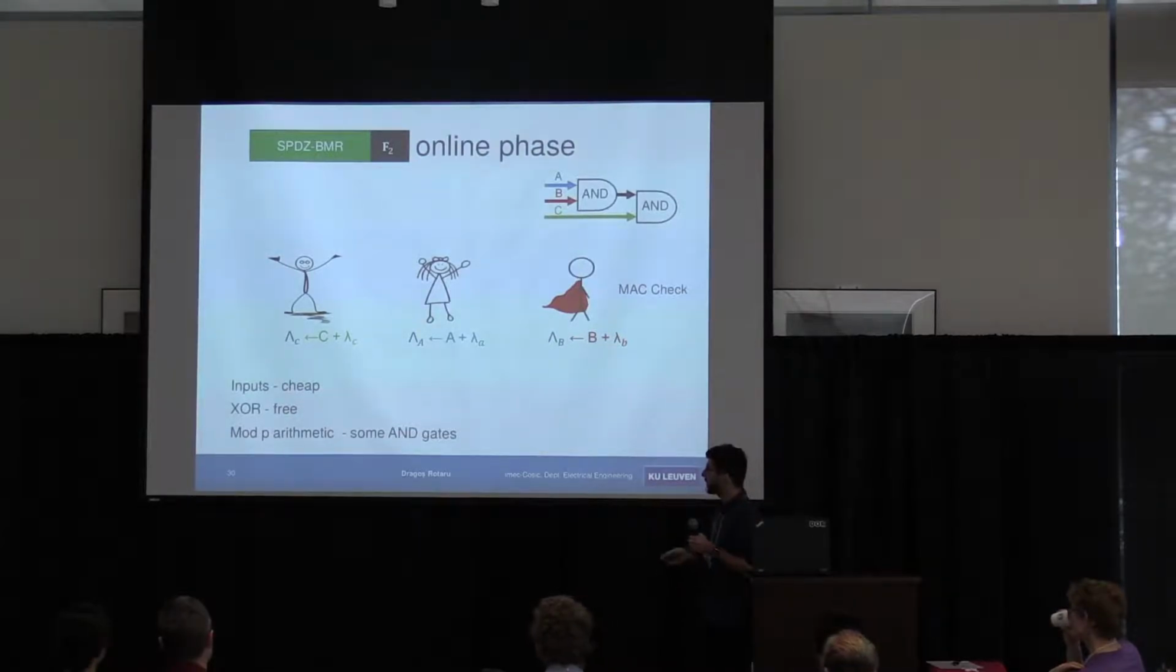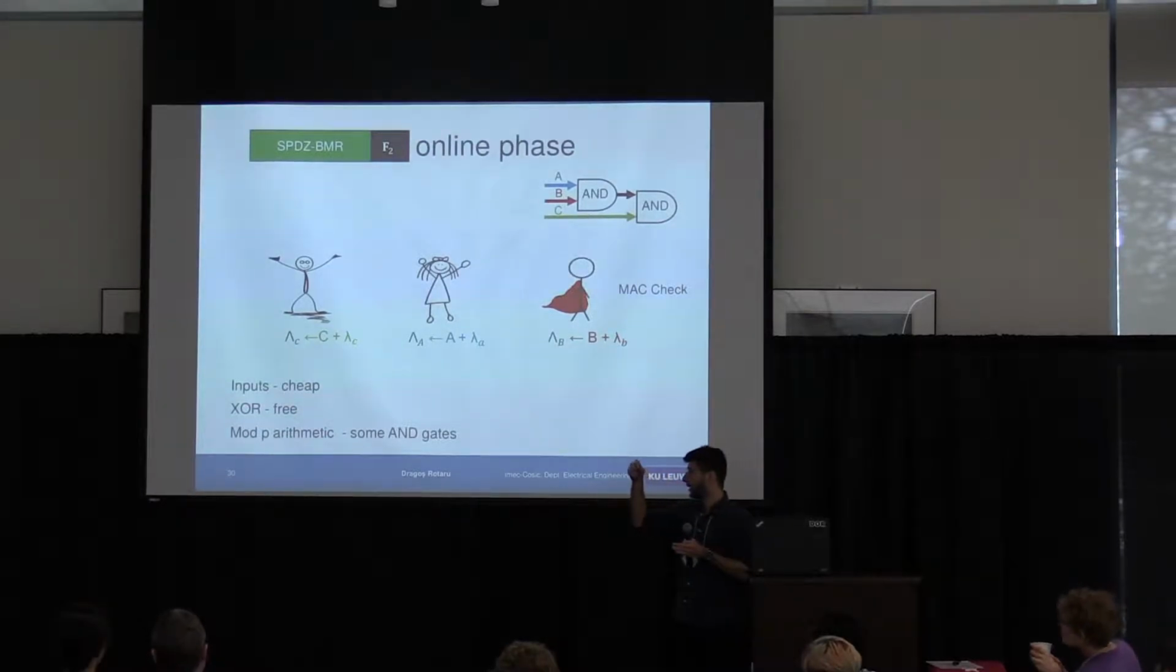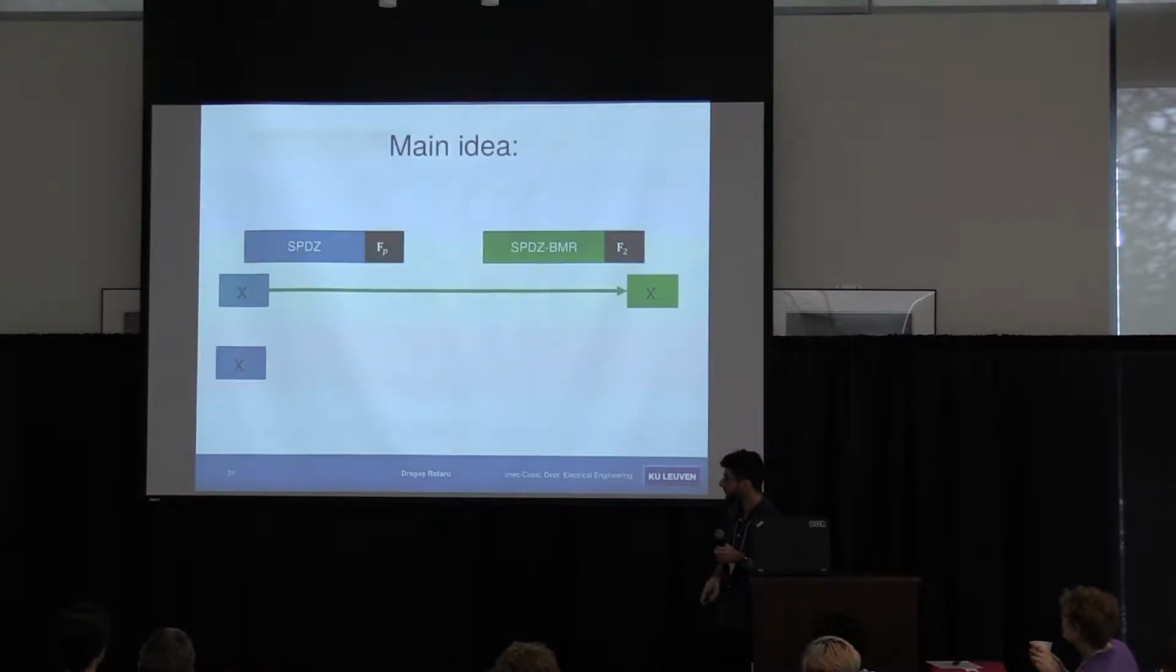We just care about providing inputs, and they're cheap because these are just random bits, so you can batch lots of stuff together. XORs are free in the garbled circuit setting, and to do a mod P operation requires some AND gates because you need to emulate the mod P addition circuit over Boolean shares.